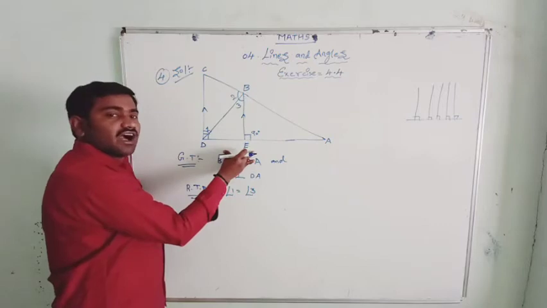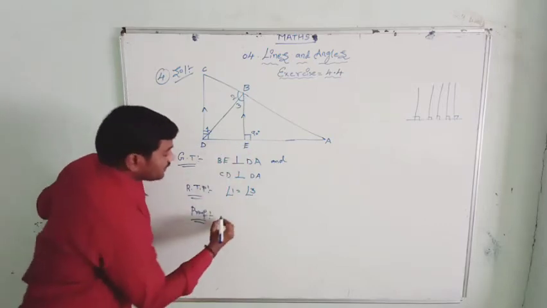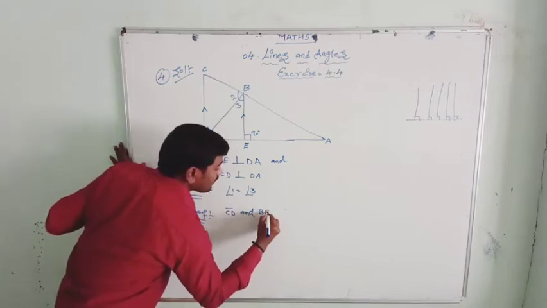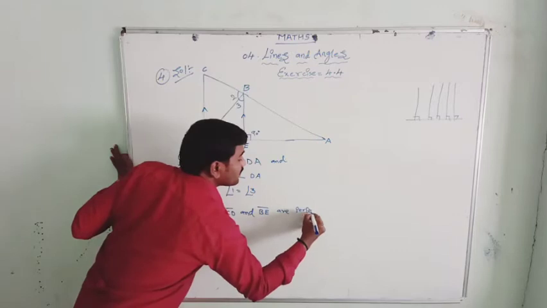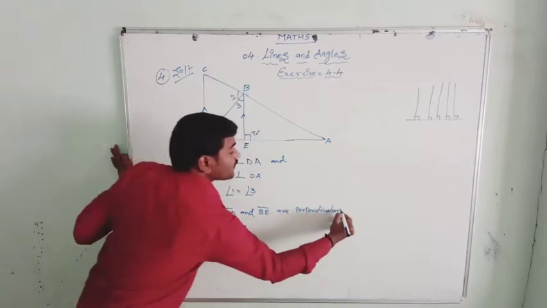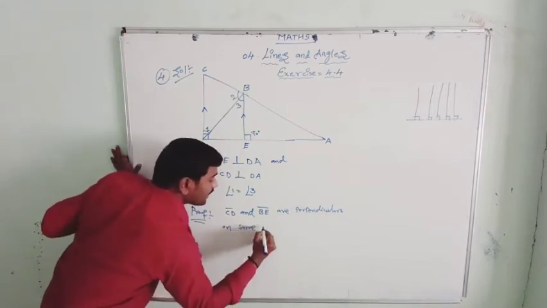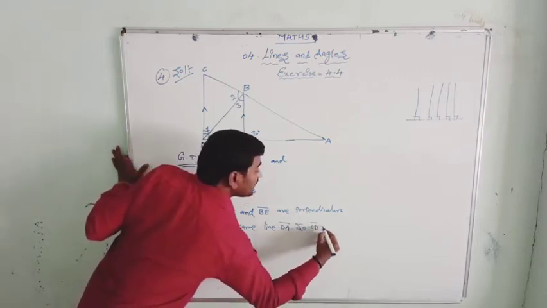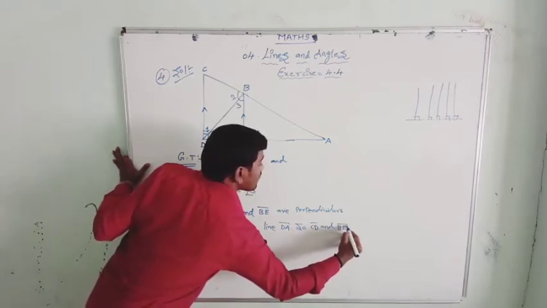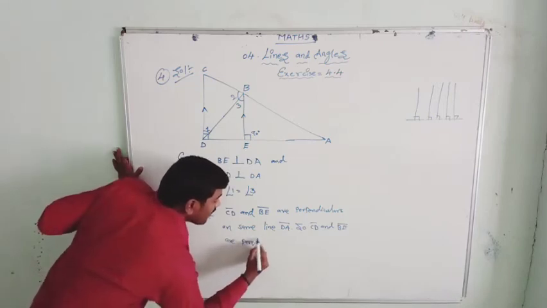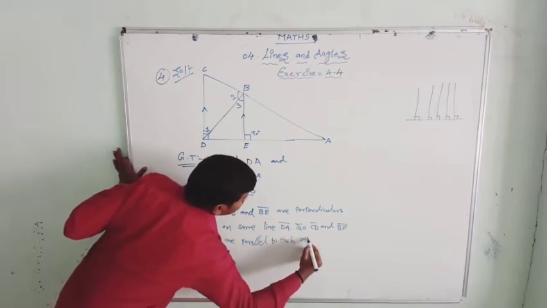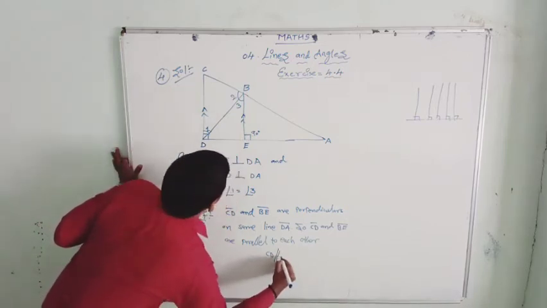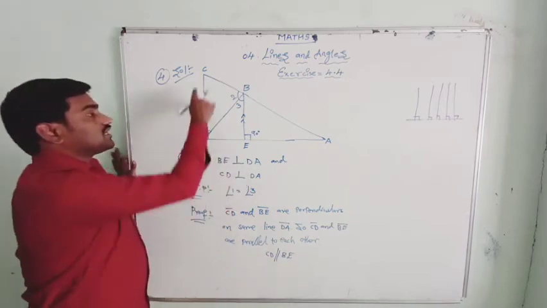So here CD and BE are perpendicular to the same line DA. So CD and BE are parallel to each other. These two are parallel. So we get CD is parallel to BE.